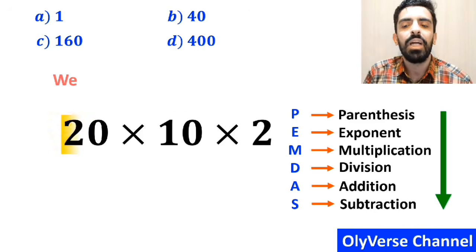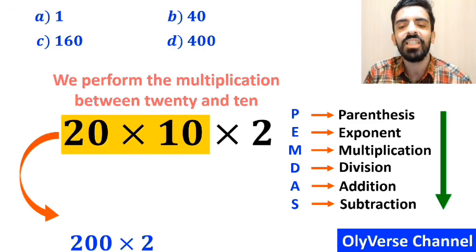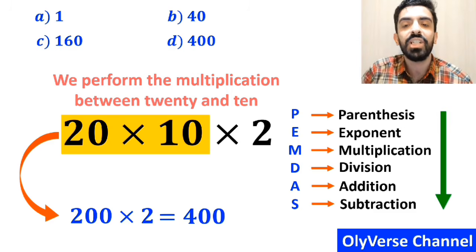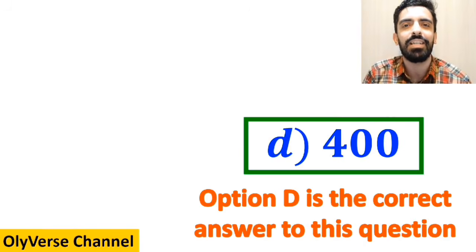And the final step, we perform the multiplication between 20 and 10. And instead of this expression, we can write 200 multiplied by 2, which finally gives us the answer 400. That's great. Option D is the correct answer to this question.